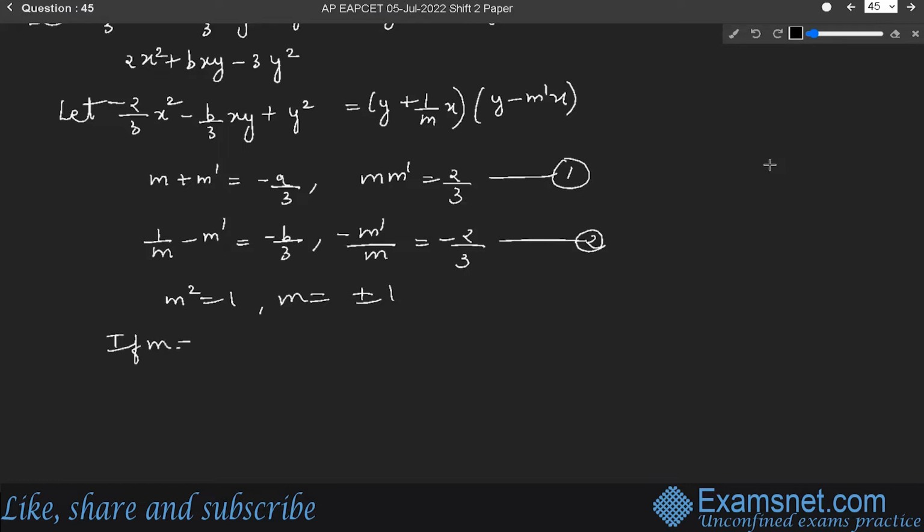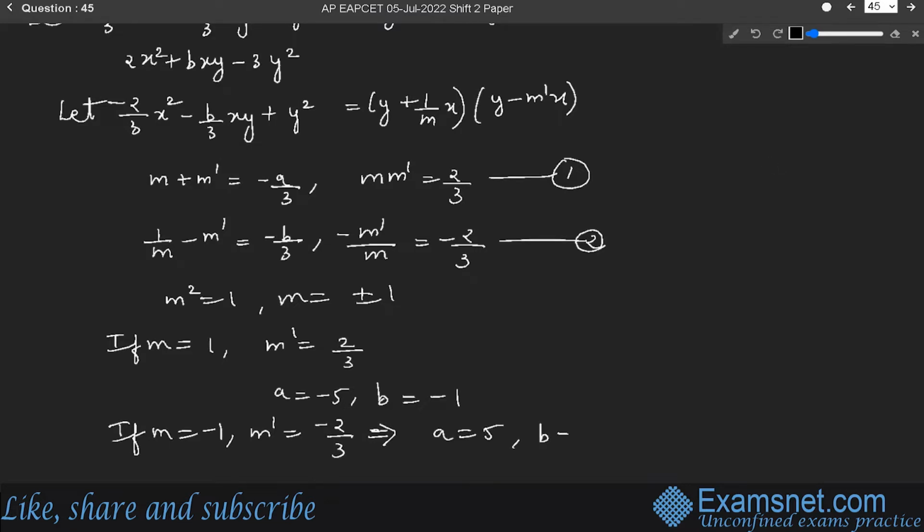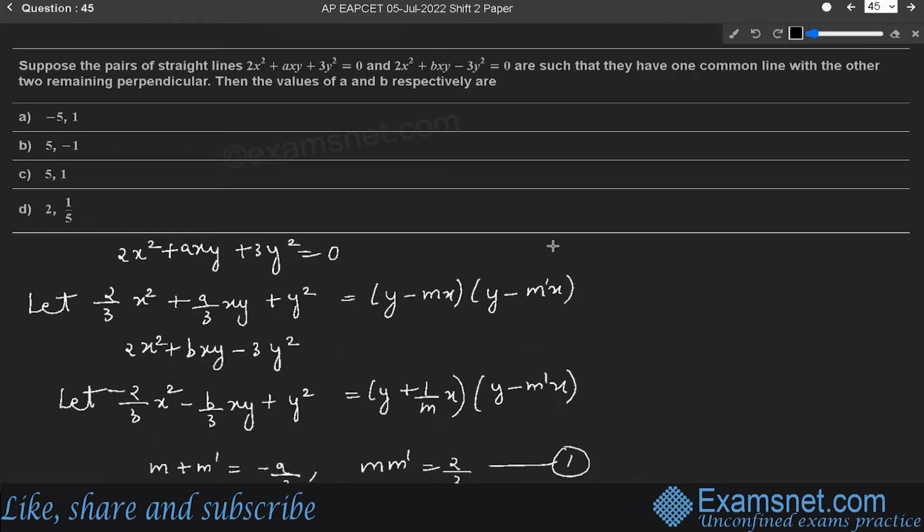Now if m is equal to +1, then m' will be equal to 2/3. It means that a will be equal to −5 and b will be equal to −1. And if m is equal to −1, then m' will be equal to −2/3, which implies that a will be equal to 5 and b will be equal to 1. Therefore, we can say that the correct values for a and b are 5, 1. We have two sets of values, 5 and 1, and −5 and −1. But according to the options here, the correct option is option C, which is 5, 1.